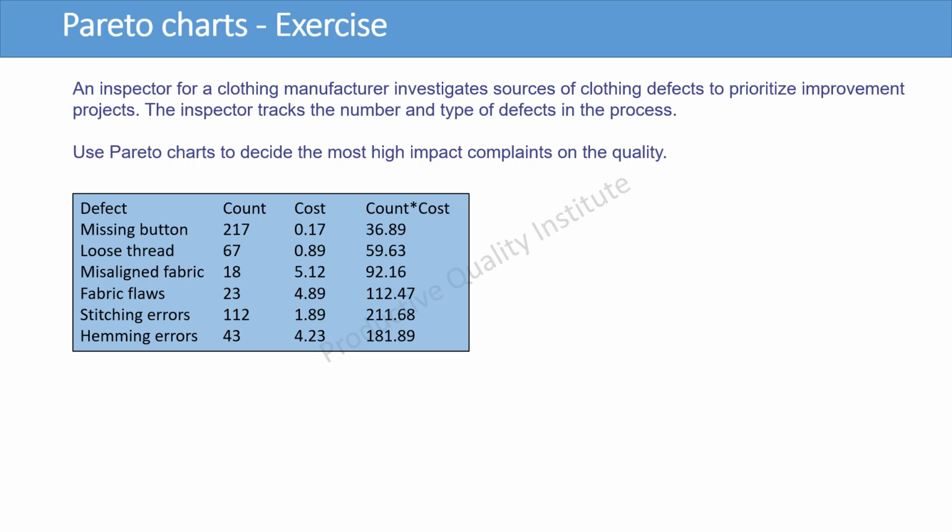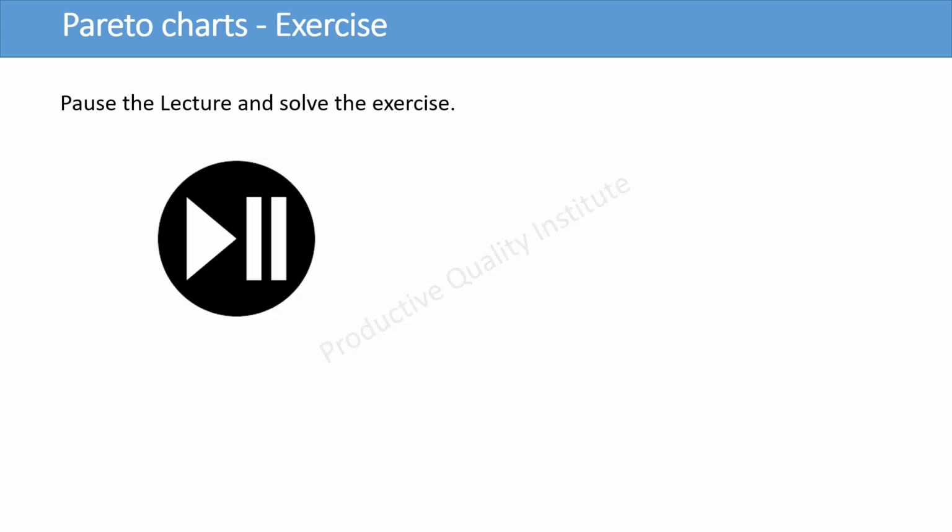An inspector for a clothing manufacturer investigates sources of clothing defects to prioritize improvement projects. The inspector tracks the number and type of defects in the process. Use Pareto charts to decide the highest-impact complaints on quality. Please pause the lecture and perform the exercise.